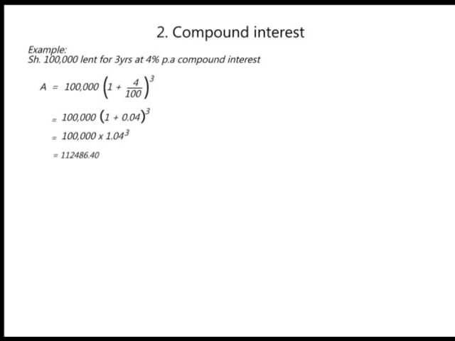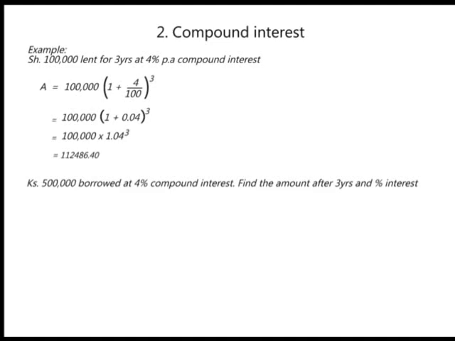Let's take an example. 500,000 borrowed from a bank at 4% compound interest. Find the amount accrued after 3 years. What is the percentage profit or interest? P is equal to 500,000. R is 4 and N is 3. Amount is equal to 500,000 into 1 plus 4 over 100 raised to power 3. That will give us 500,000 times 1.04 raised to power 3, and that is equal to 562,432.